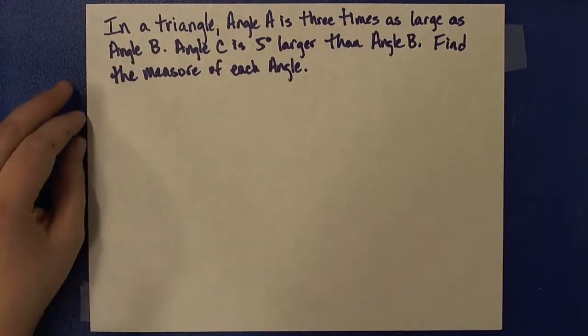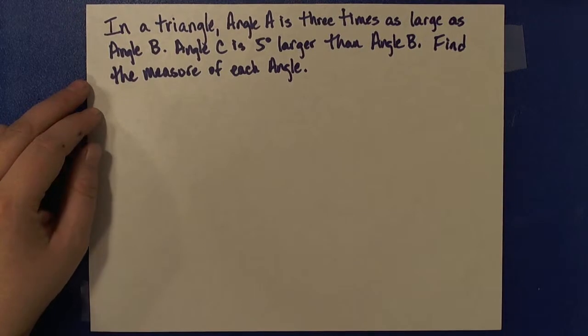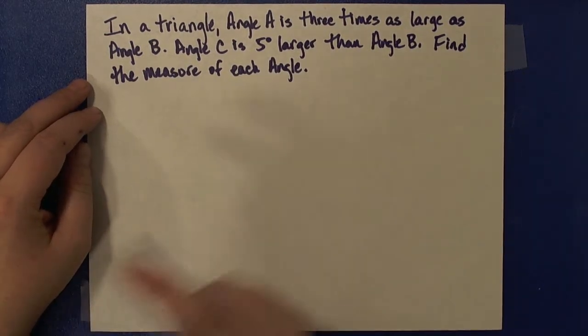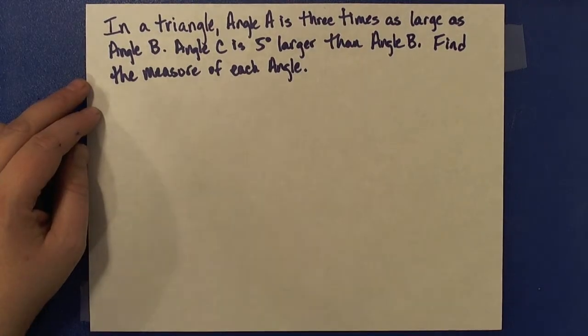This problem reads, in a triangle, angle A is 3 times as large as angle B. Angle C is 5 degrees larger than angle B. Find the measure of each angle. So I'm looking for the measure of each angle, and there's 3 angles in a triangle.